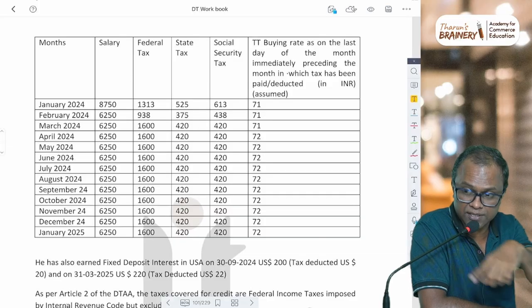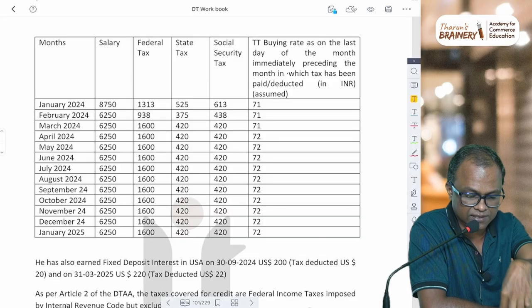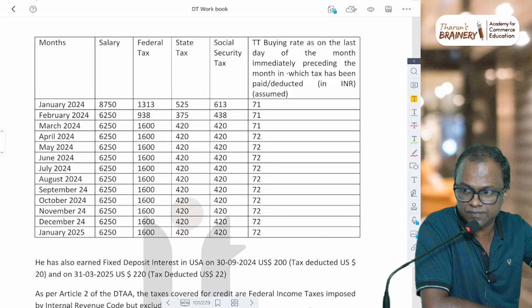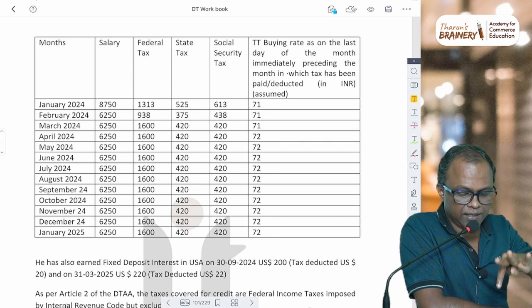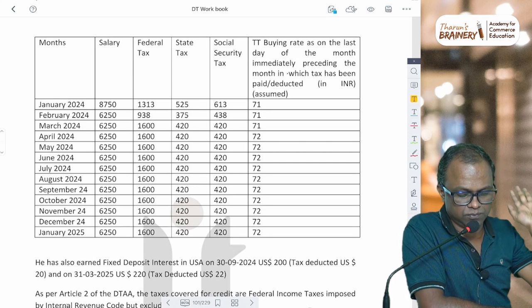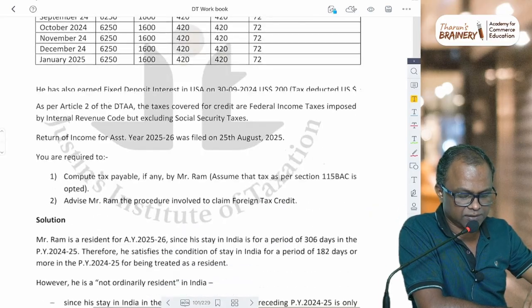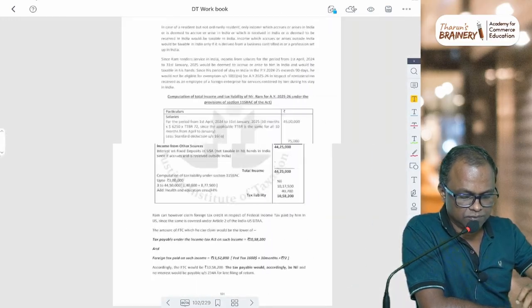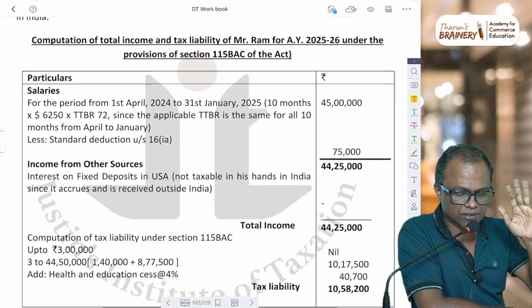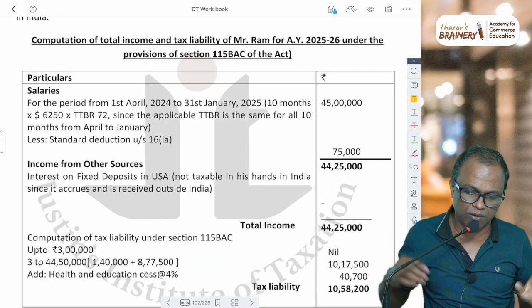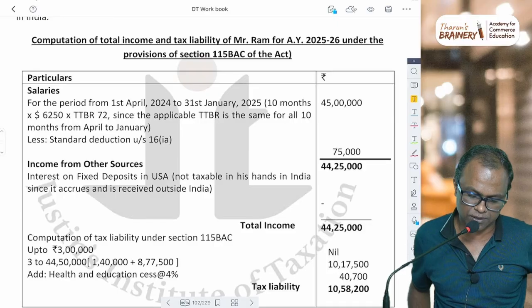No, 6,250 is salary. Federal tax is 1,600 per month. So 6,250 salary into 10 into 72, so Indian salary income you will get is 45 lakhs, right? Reduce standard deduction 75,000. So income from salary or total income is 44 lakh 25,000.